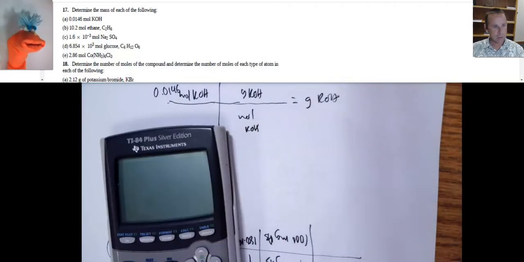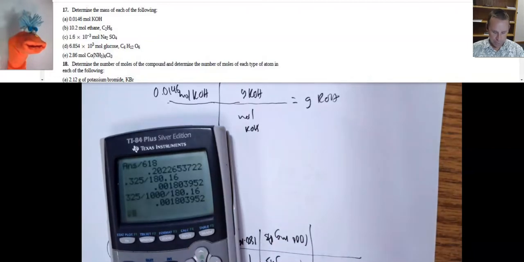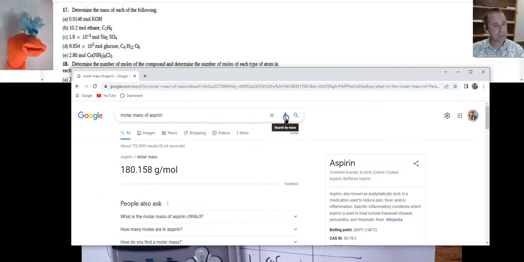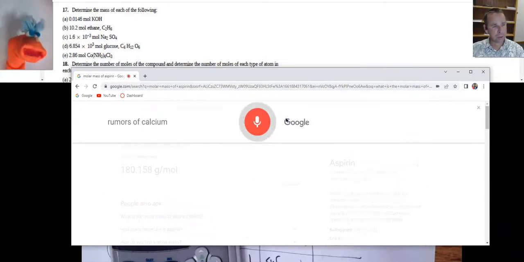All right, so we're taking 0.0146 moles of KOH, and I need to get the molar mass of potassium hydroxide. That's what this stuff is, right? Yep. Molar mass of potassium hydroxide.